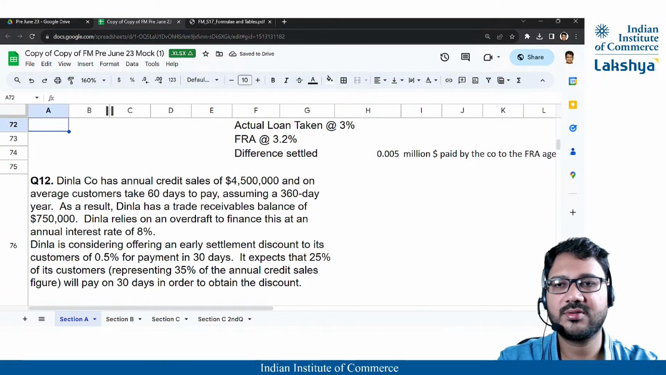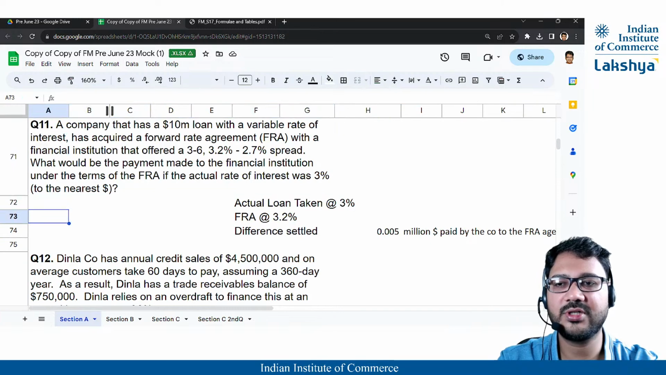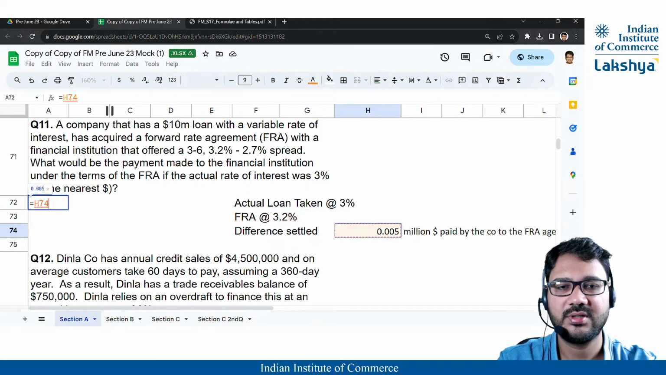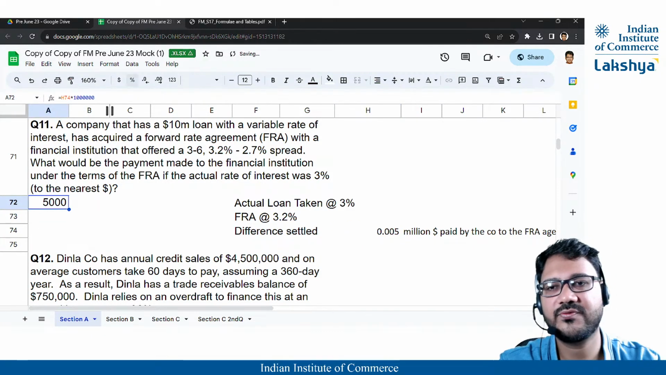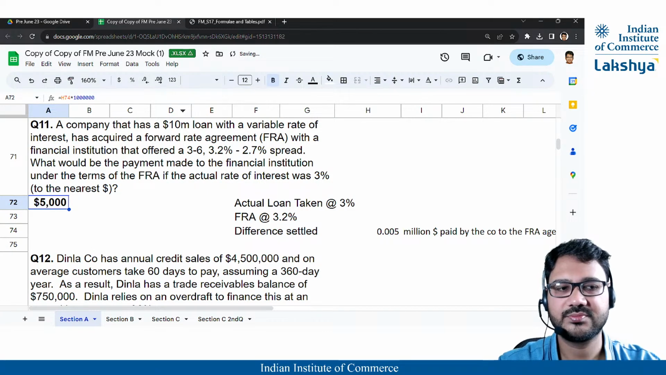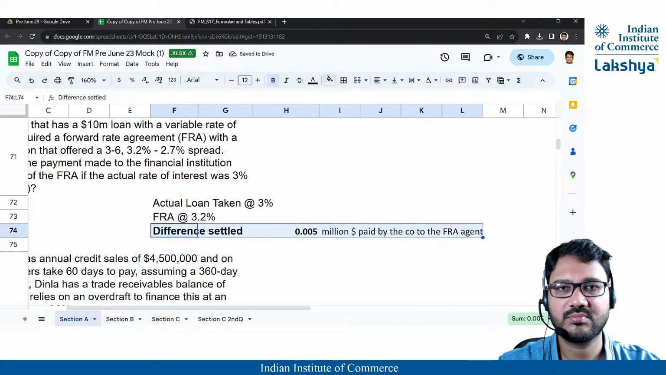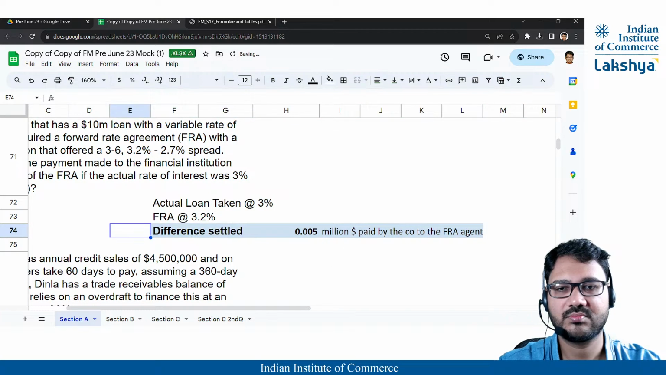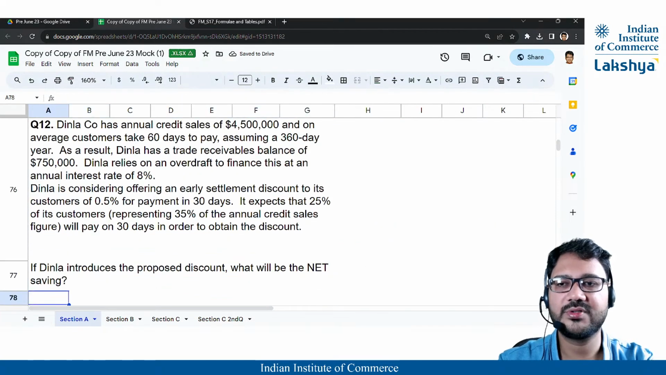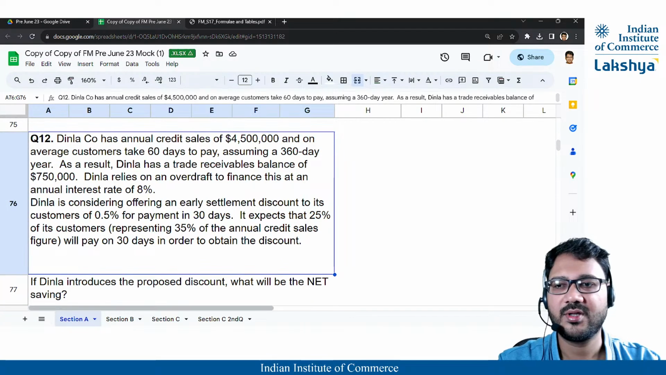Now they are asking for the nearest dollar. So what we can do is this into, we know it's $1 million. So 1, 2, 3, 4, 5, 6. So $5,000 is your final answer. So our difference is settled over here. Now, next question.